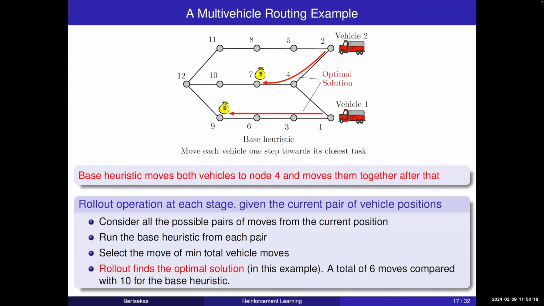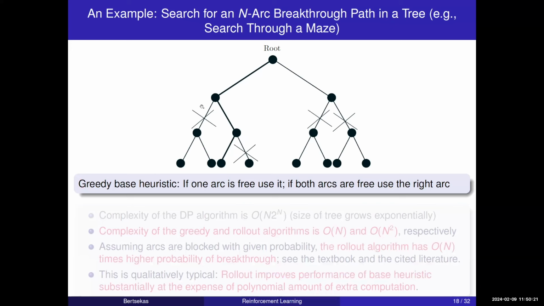Okay. Here's another problem. This is called the search for an n-arc breakthrough in a path in a tree. So this is kind of like navigating through a maze. We start at a root node, and we're going to navigate n steps through a maze. Here it's represented as a binary tree. And these crosses on an edge represent a blockage in the tree. So we can't move through these. And our goal here is to search through what's called a breakthrough path. It's one that looks like this, where there's no obstructions.